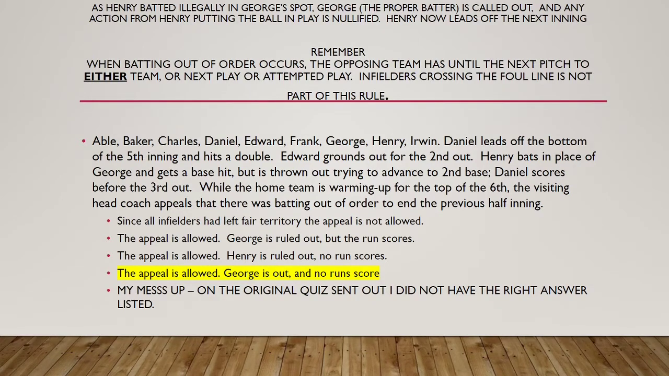While the home team is warming up for the top of the 6th inning, the visiting head coach appeals that there was batting out of order to end the previous half inning. The correct answer to this question is that the appeal is allowed, George is out, and no run scores. Everybody who got the email with their test results had this one marked wrong. It was a mess up.